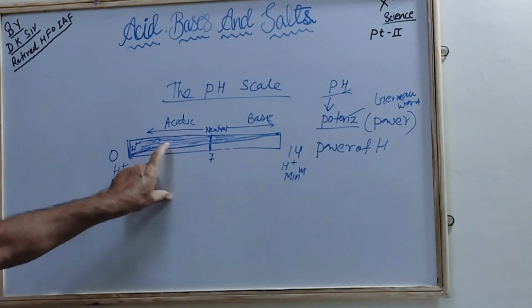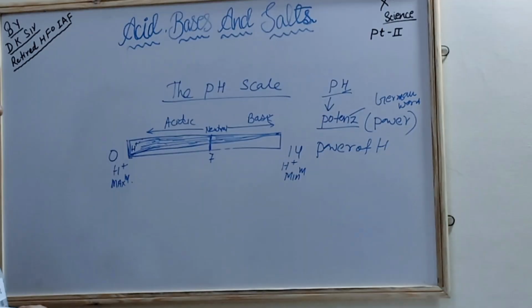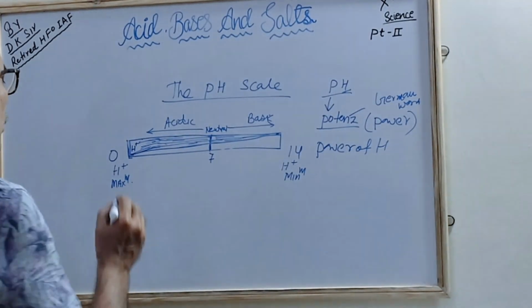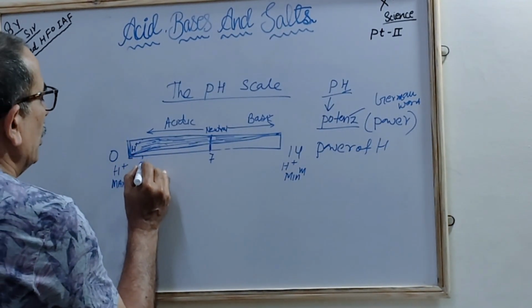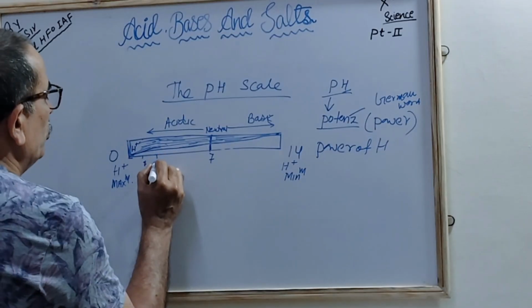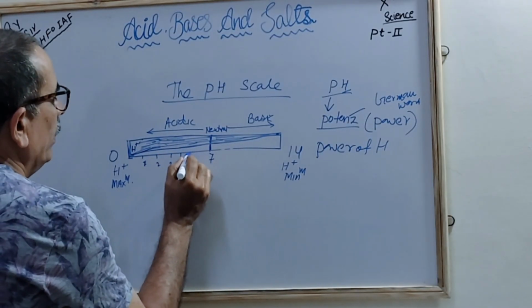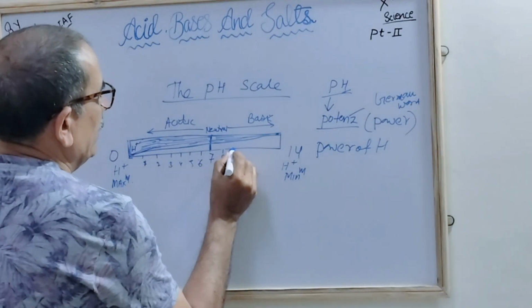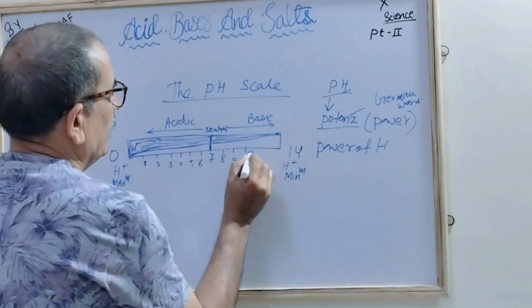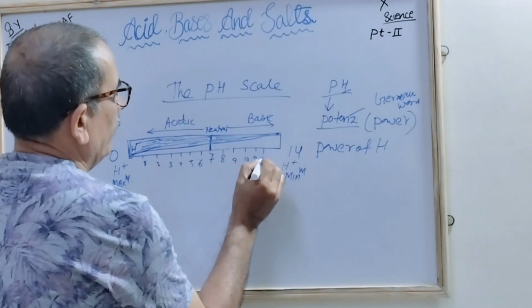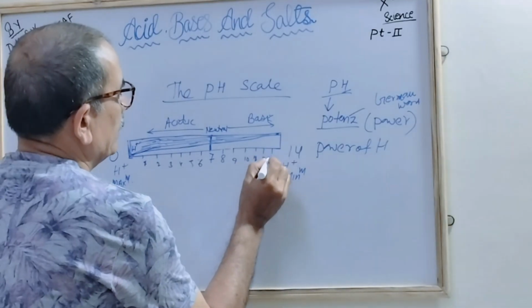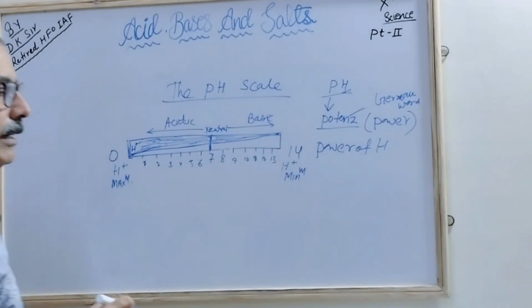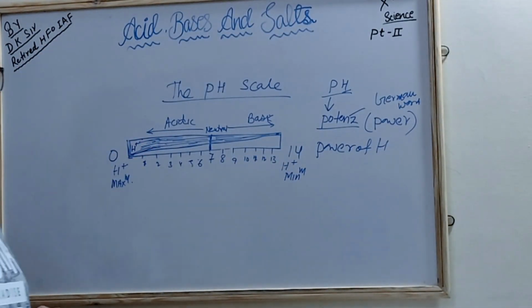So when the H plus is increasing this side, when the indicator is showing, it will start from the 0, the 1, the 2, 3, 4, the 5 and the 6, correct? It will start with the 8, 9, the 10, 11, 12, 13 and the 14, correct? So we find that 7 is neutral.